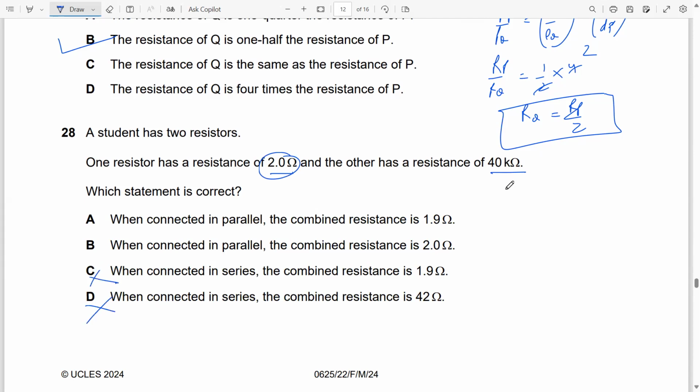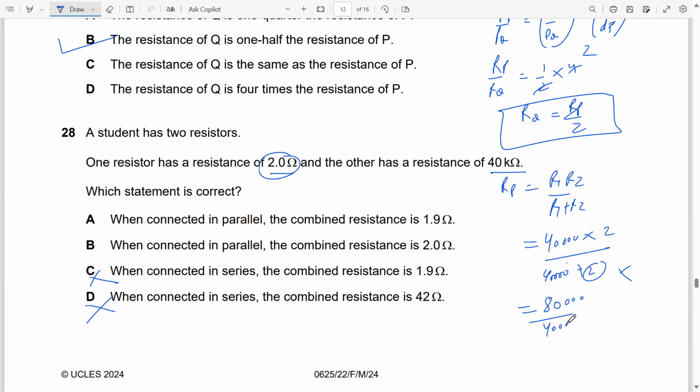When connected in parallel, the resistance for the parallel combination is R1 into R2 divided by R1 plus R2. So it will be 40 kilo ohms, that means 40,000, multiplied by 2 divided by 40,000 plus 2. Again here the 2 can be neglected. So it will be 80,000 divided by 40,000. We will get 1.99 something. So on rounding off, you will get 2 ohm. So option B is the correct one here.